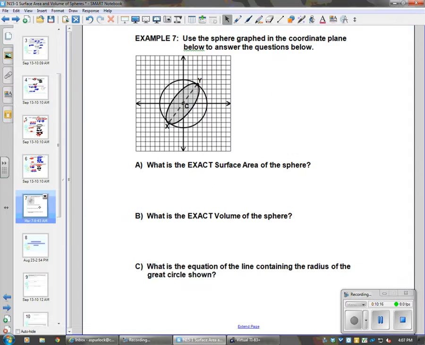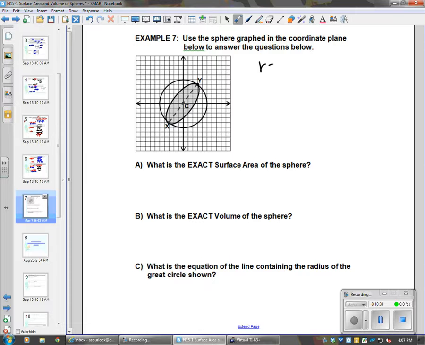All right, example 7. It says, use the sphere graphed in the coordinate plane below to answer the following questions. Okay, we're asked to find surface area and volume. So the first thing that you would probably want to do here is to figure out what the radius is.